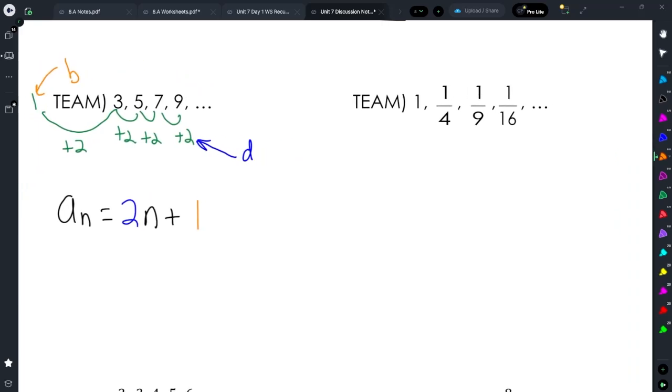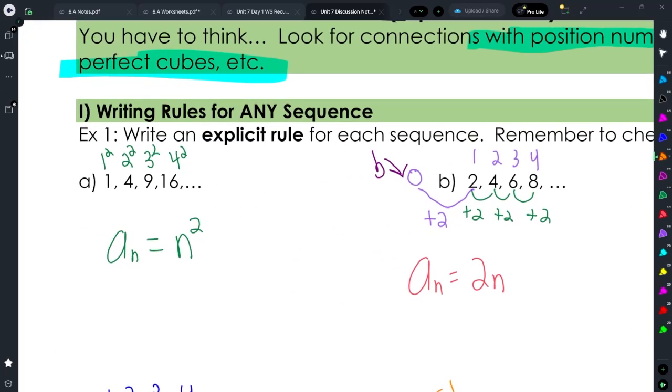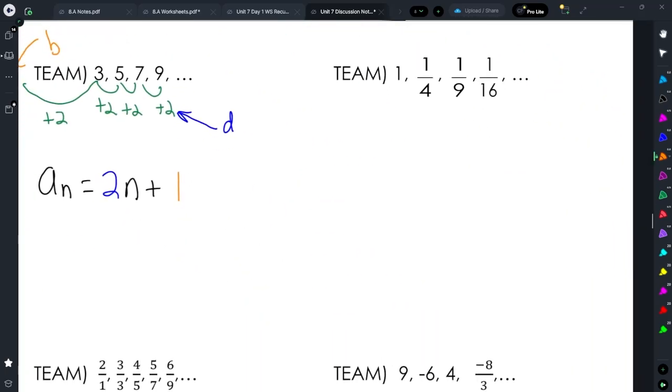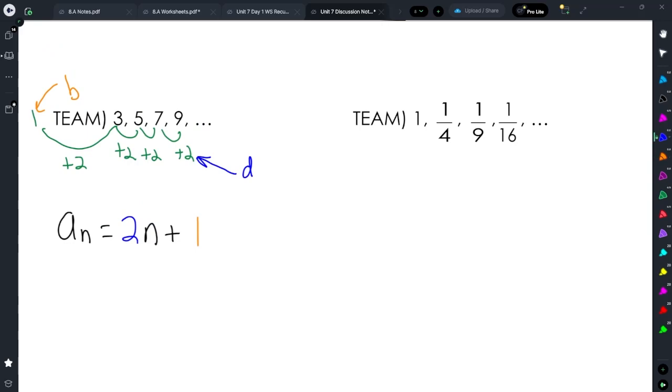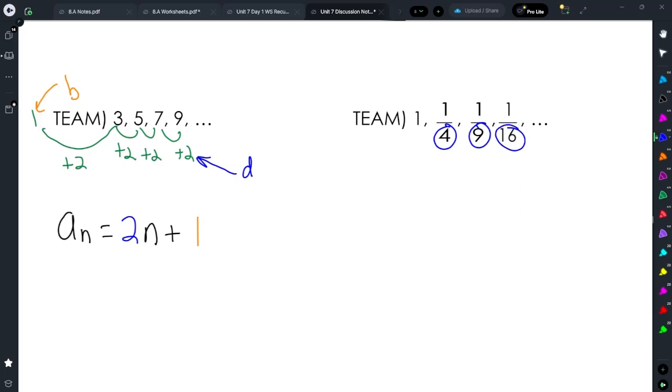All right, now with this one, I'm noticing that the denominator is the same thing we had up here, 1, 4, 9, 16. So this makes me think that these are all perfect squares down here. And then it's really over 1. So the denominator is squared, but the numerator stays 1. So a sub n equals 1 over n squared.